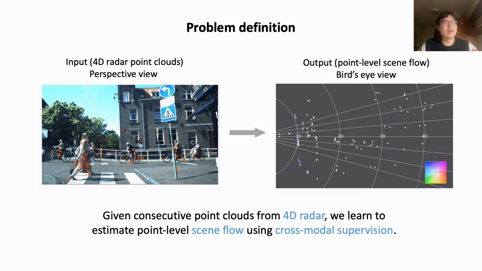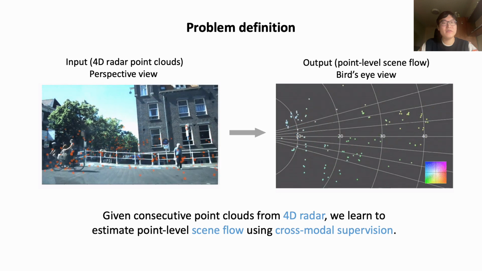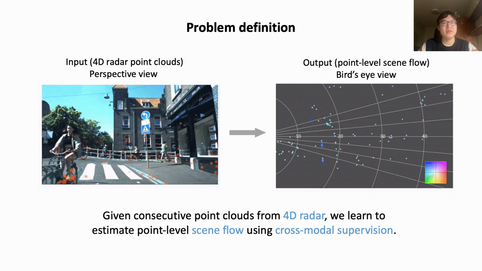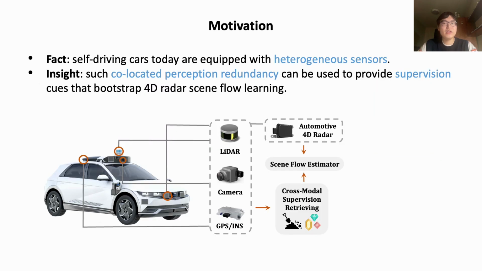In this work, we consider the problem of learning scene flow estimation on 4D radar point clouds using cross-modal supervision. Our motivation is based on the fact that self-driving cars today are equipped with multiple heterogeneous sensors, and we argue that such collocated perception redundancy can be used to provide supervision cues for radar scene flow learning.